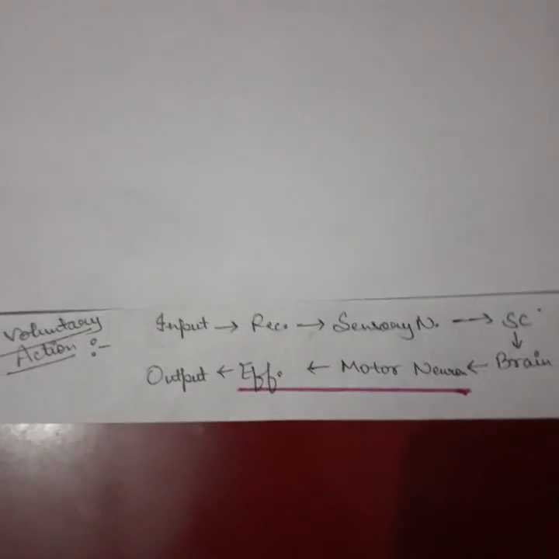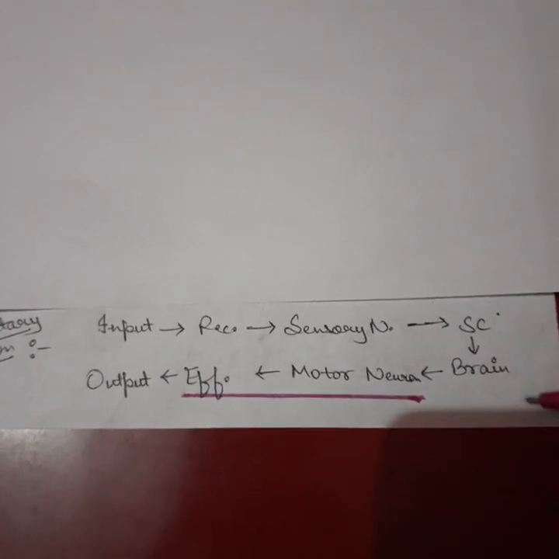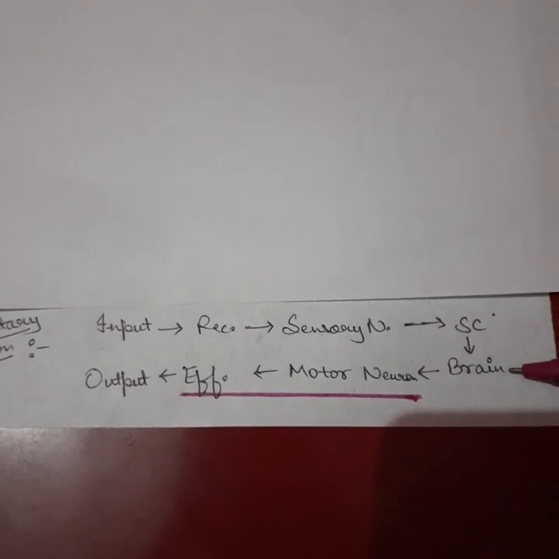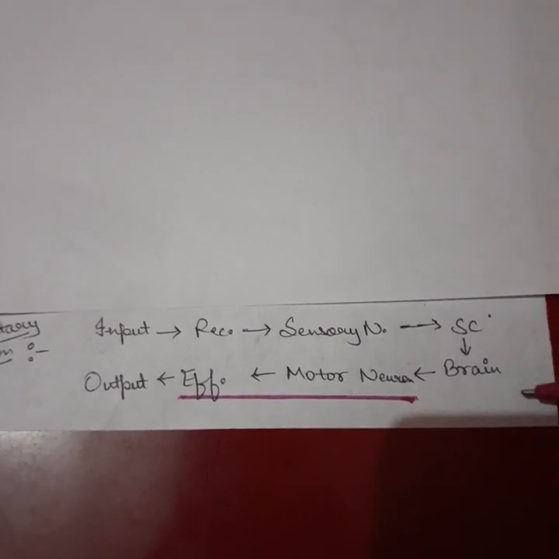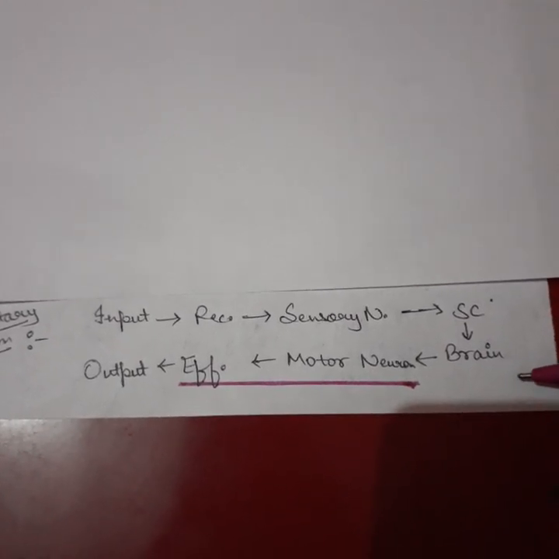So now, what is new in it? See, nothing is new, but I just want to tell you that in this chain a part known as the brain is included, which involves the thinking process and requires a large time to perform any kind of action.